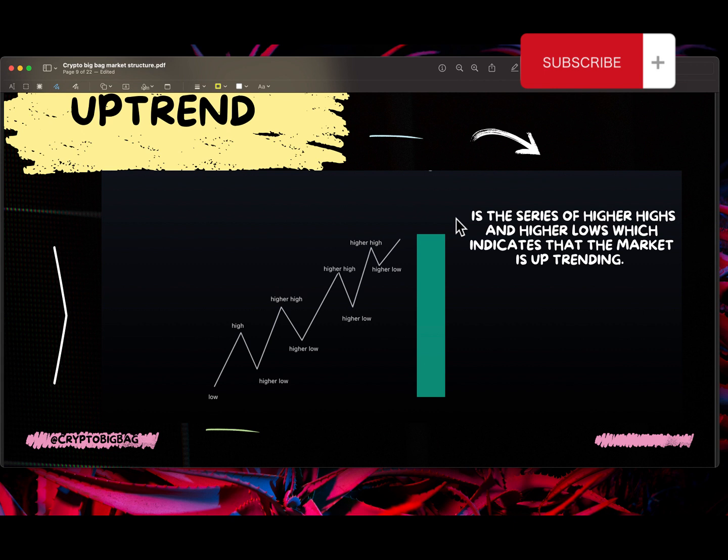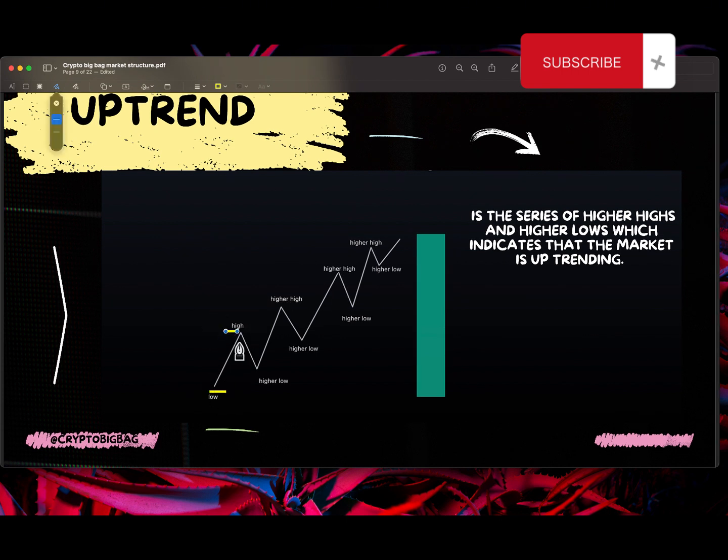Remember in the last video, we talked about candlesticks. This is a bullish candle, right? This is what it looks like. An uptrend is a series of higher highs and higher lows, which indicates that the market is going up, like it's trending up. At a point, price will make a low, right?